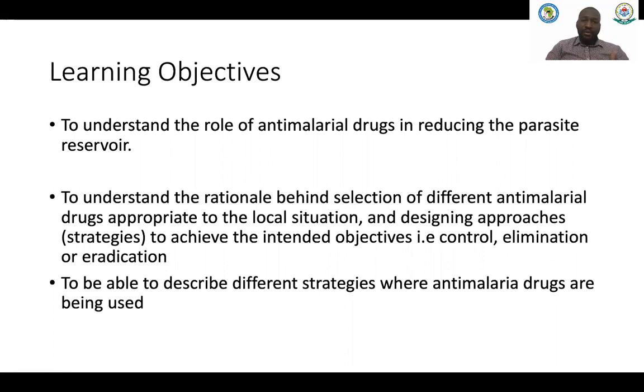and how to design approaches or strategies to achieve the intended objective, whether it is control, elimination, or eradication. And also, you will be able to describe different strategies where antimalarial drugs are being used.